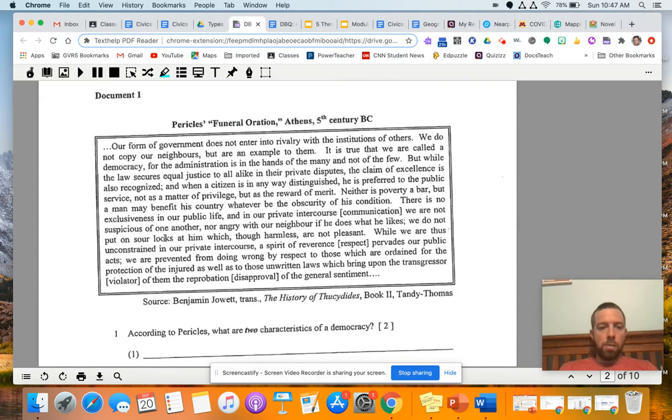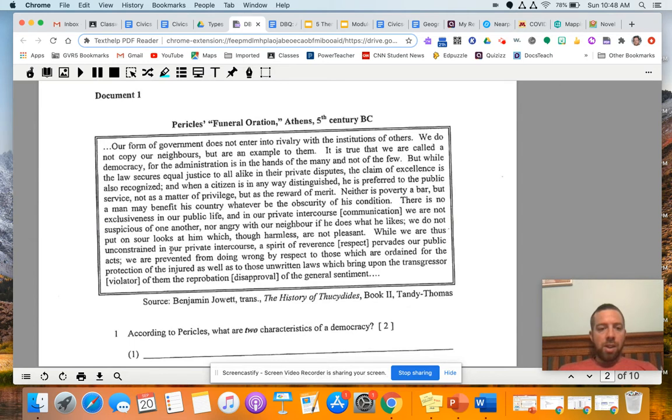We do not put on sour looks at him, which, though harmless, are not pleasant. So he's talking about their neighbors. If you don't like your neighbor, we don't judge that neighbor. We don't put sour looks on him. We don't appear to be too judgy. We want people to live the way they want to live.